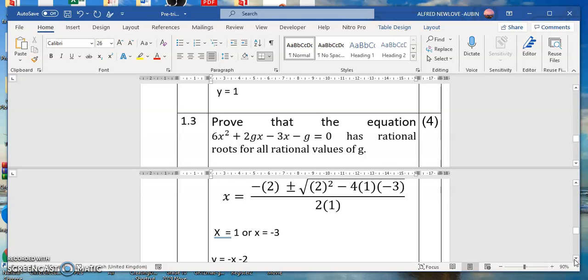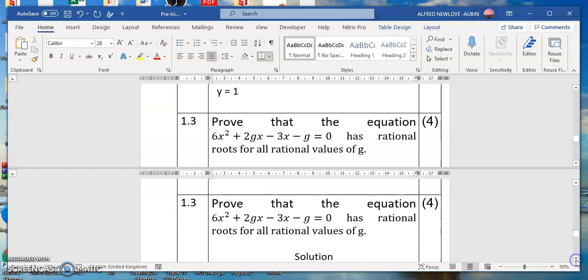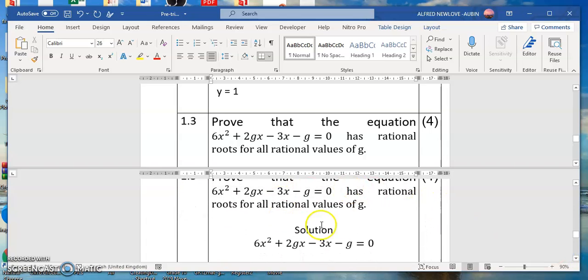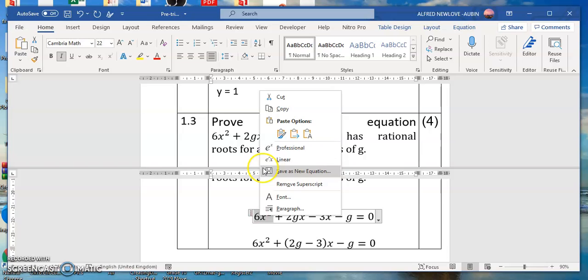Alright, so for it to have a rational root, the number under the square root, which is the discriminant, must be what? A perfect square. Good. So how are we going to do that? The first thing we need to do is write the equation, then write this value in the form ax squared plus bx plus c. So let me indicate to you for you to see what we are talking about here.